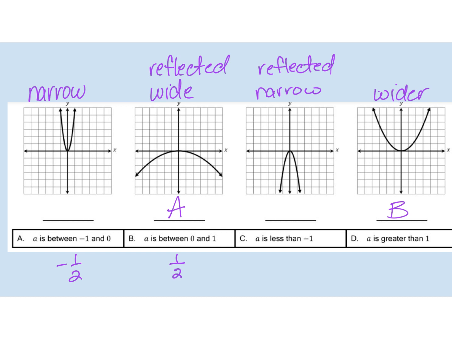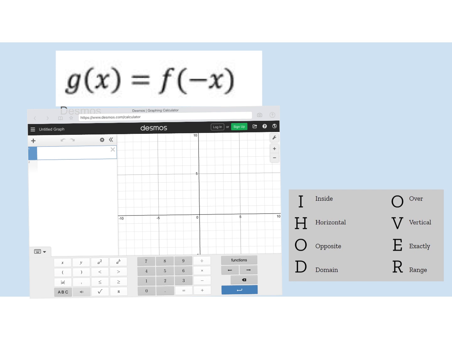For the next one, it says A is less than -1. So what if I did -3? It's reflected and it's narrow. So then this would be C. And then last but not least, by process of elimination is D. It's greater than 1, so it's narrow. All right, so let's see what we have here.